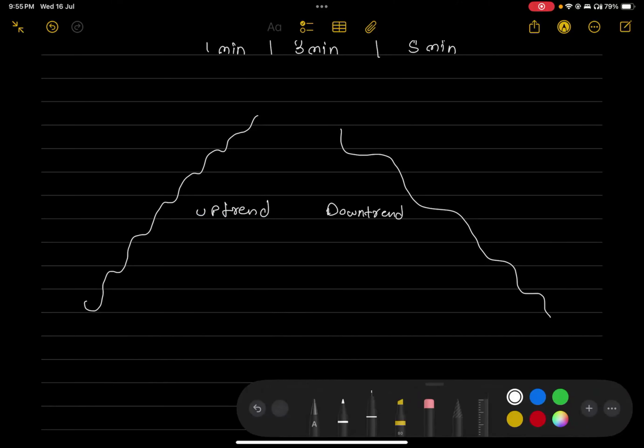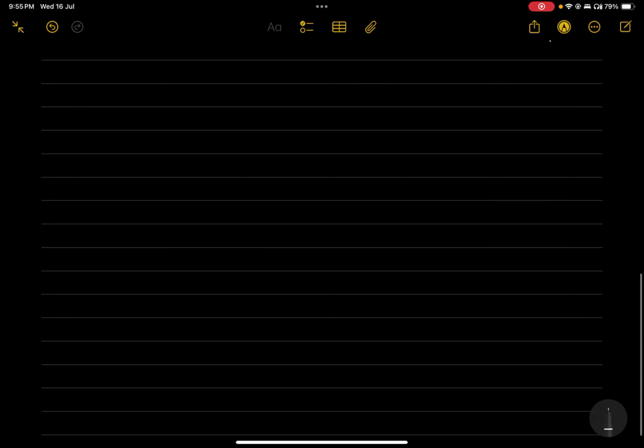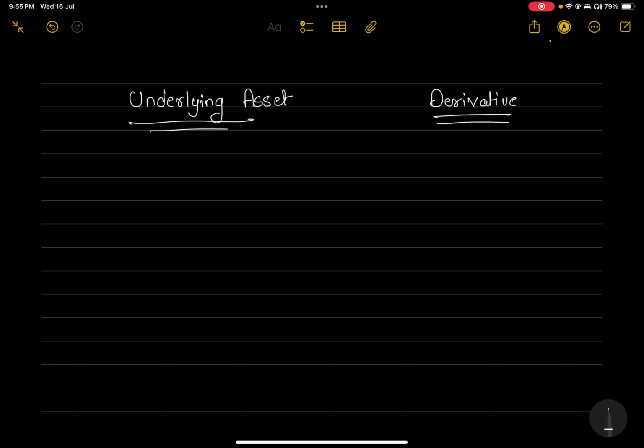So guys, in trading, we need two parties. While trading, we need two parties. One is the underlying asset and one is the derivative. Now understand this part, guys. Underlying asset means the asset which has its own value.